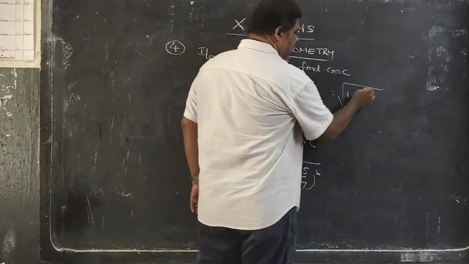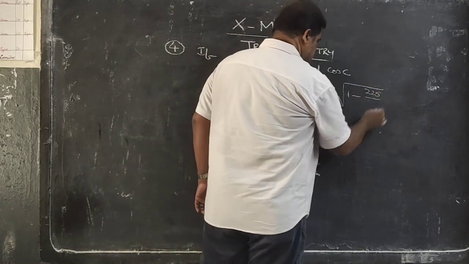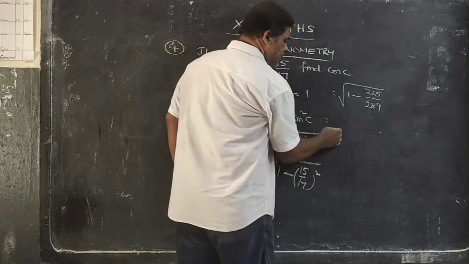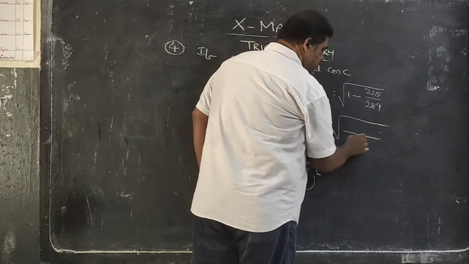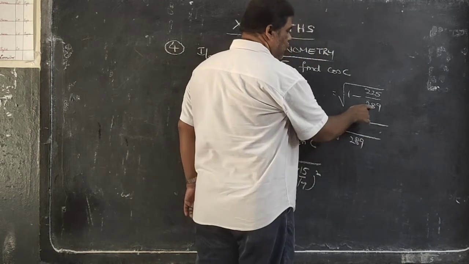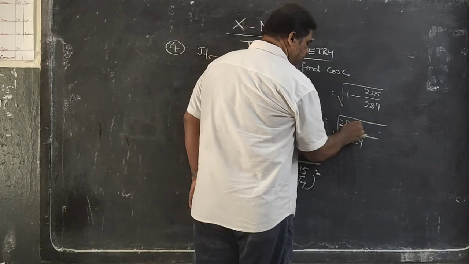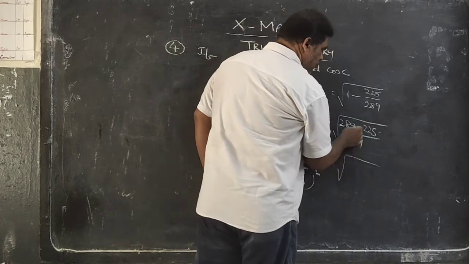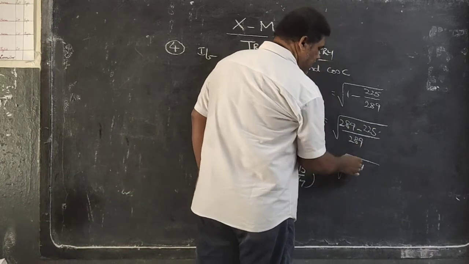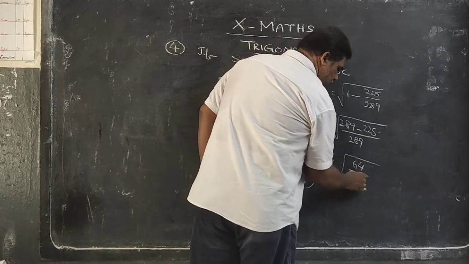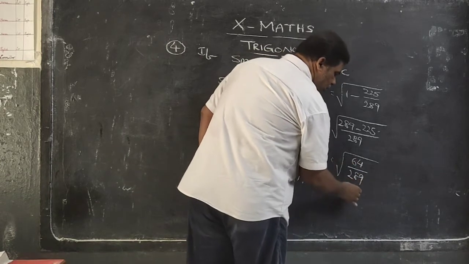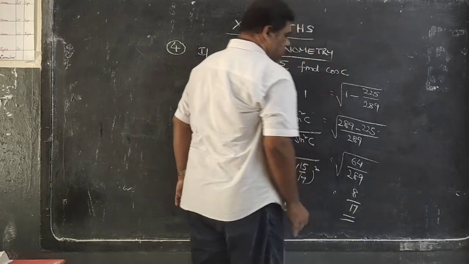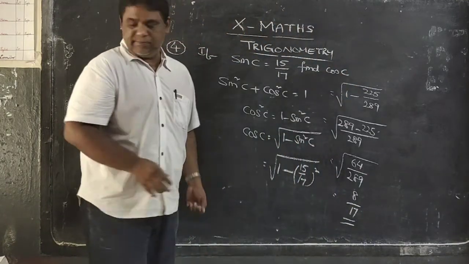15 if you square it is 225. 17 if you square it is 17 into 17, 289. Now the LCM is 289. 289 into 1, 289 minus this 225. 9 minus 5 is 4, that is we are getting 64 by 289. Square root of 64 is 8, square root of 289 is 17. So the answer is 8 by 17.